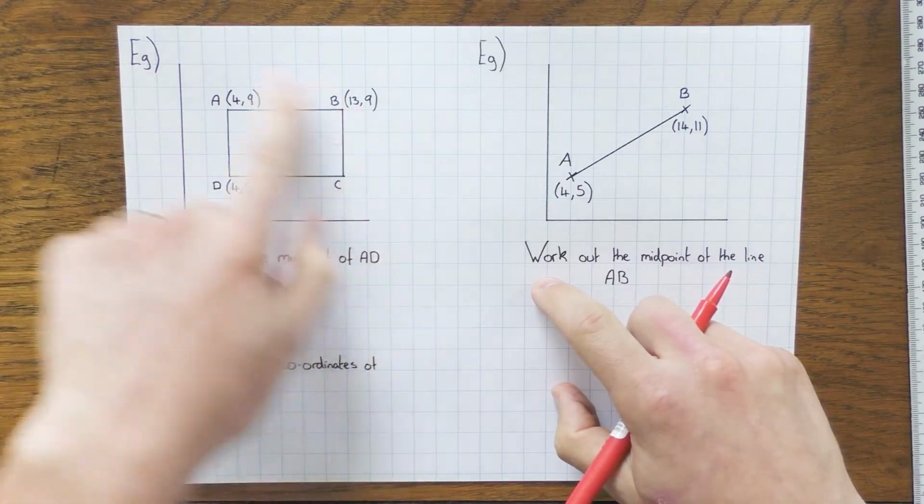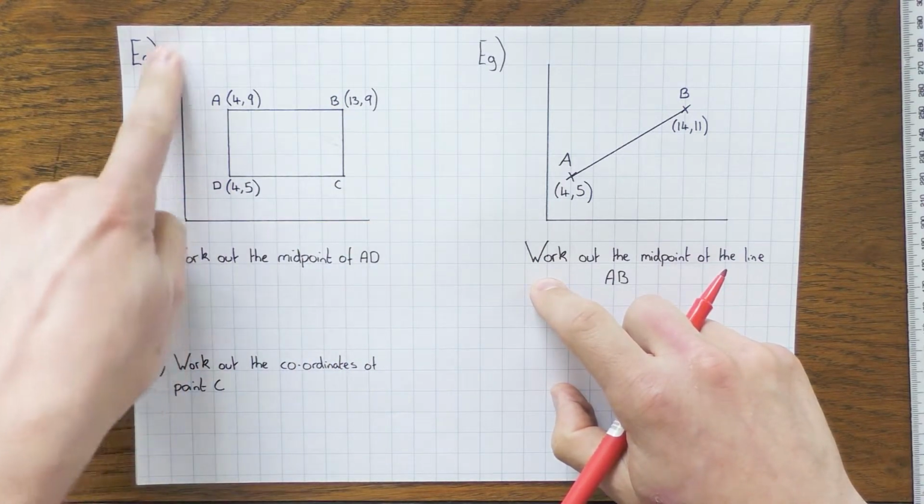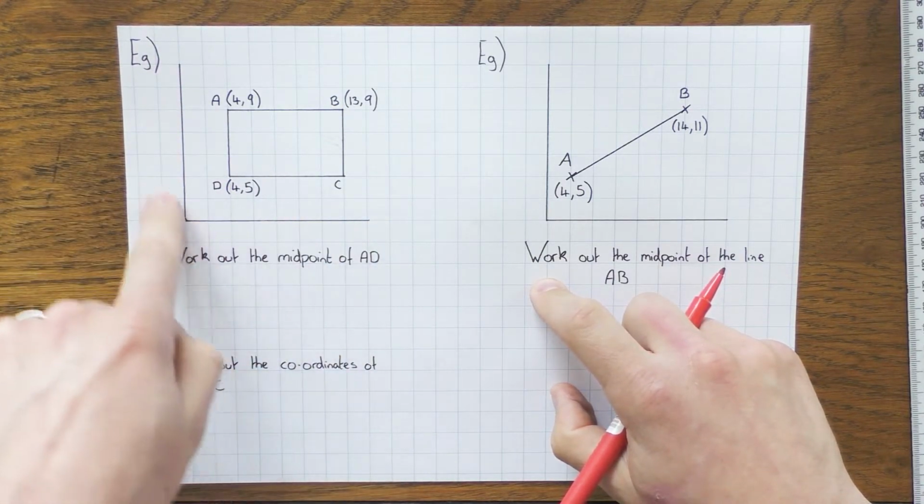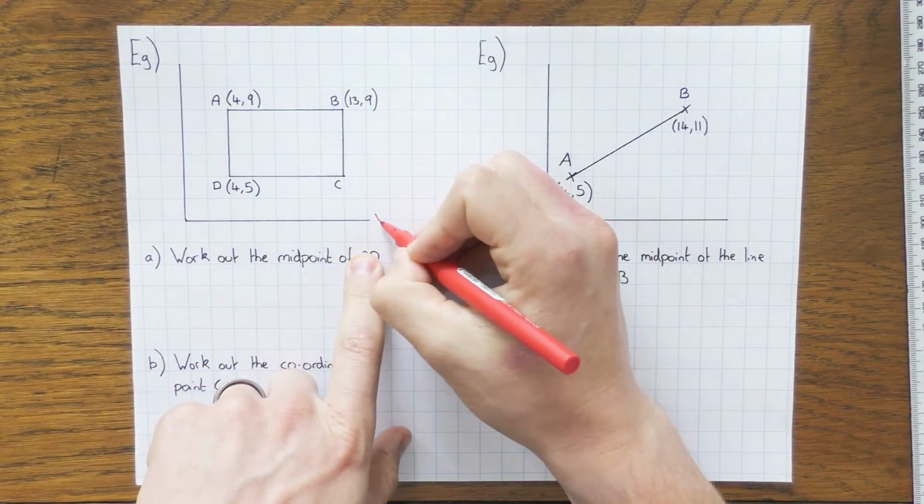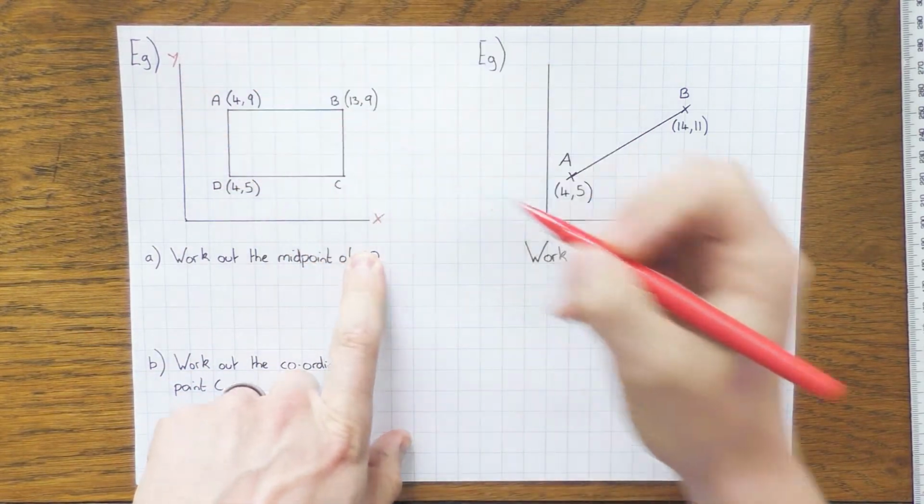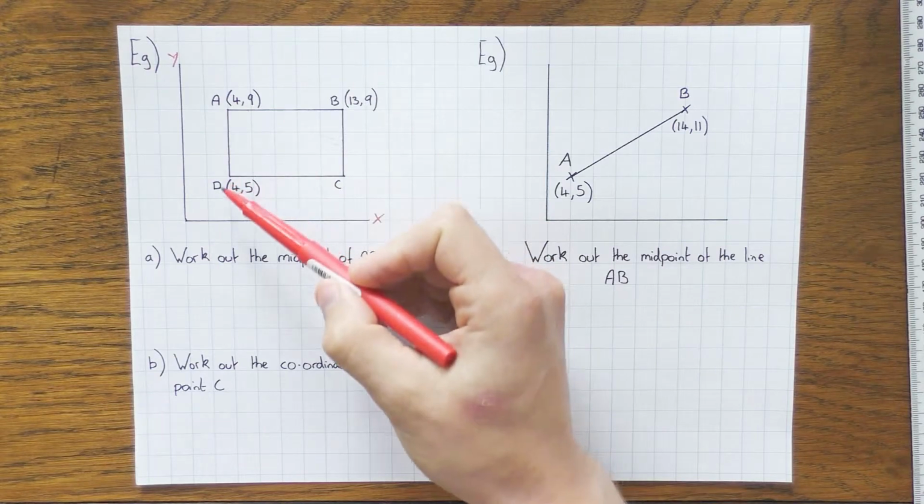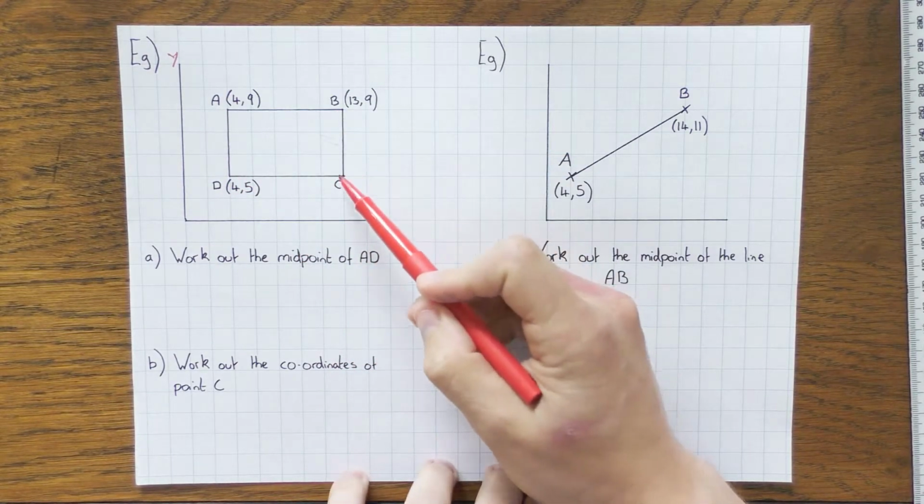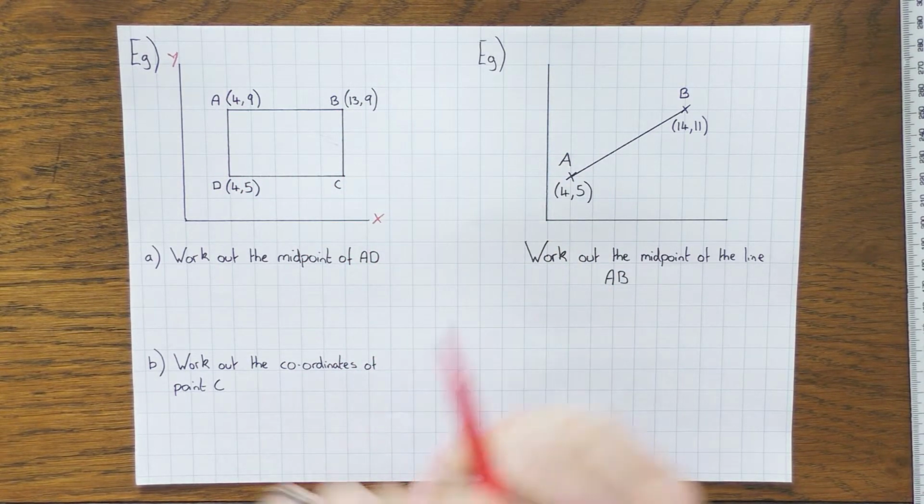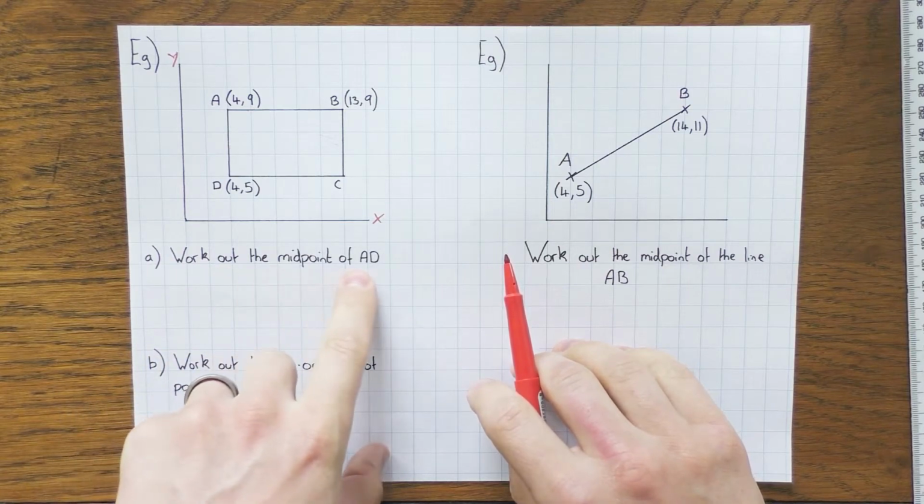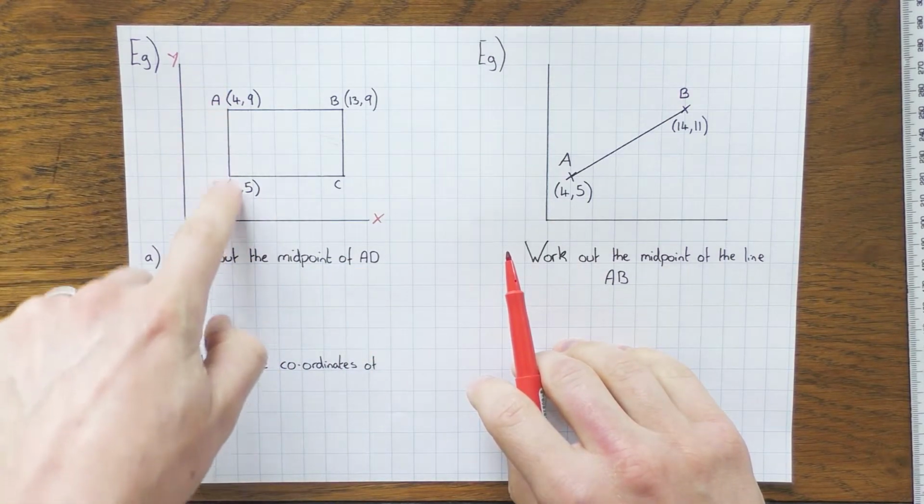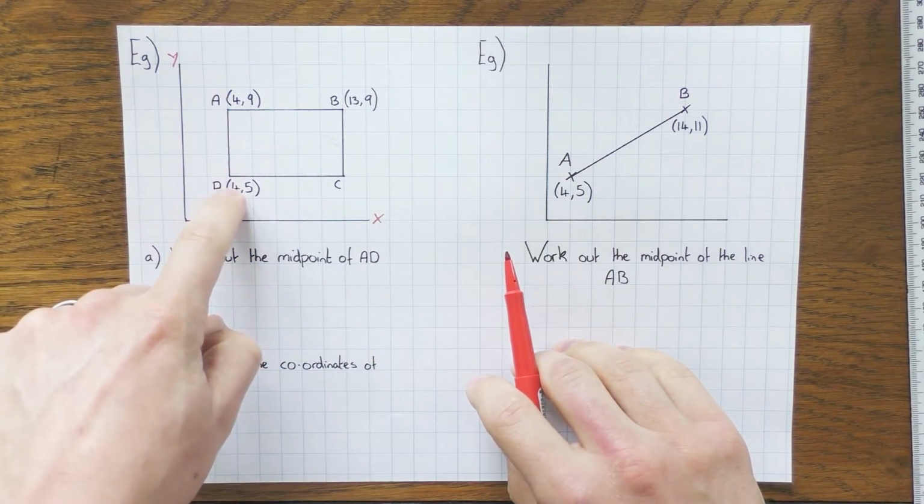Okay, so here we have a shape. There's no scale on here at all. We've just got a set of axes. So obviously I have my x-axis and my y-axis, and I've got 3 points on my rectangle, and a missing one here. The first question: work out the midpoint of AD. So there is AD, and I need to work out the midpoint.